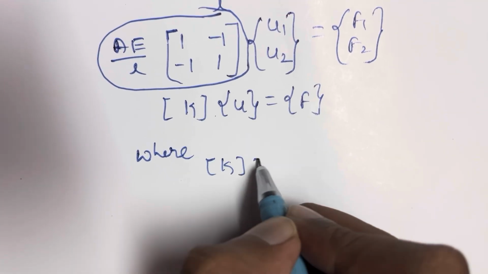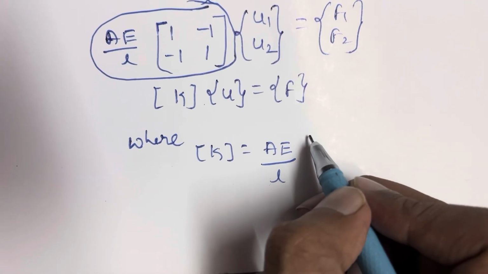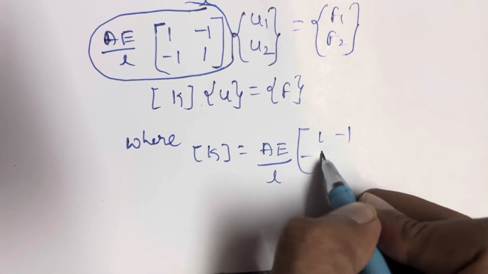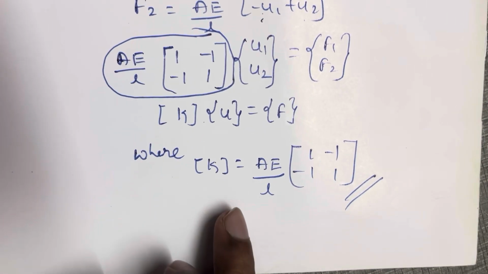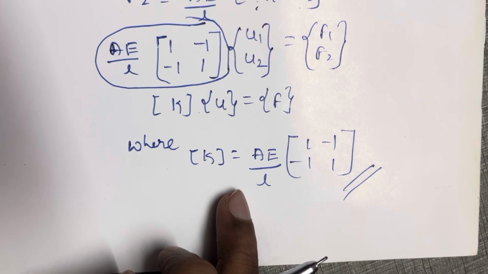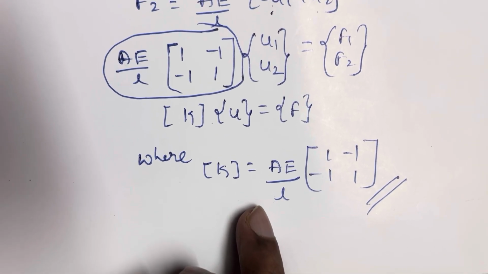So where K is equal to AE by L times the matrix [1 -1; -1 1]. This is the elemental stiffness matrix for the 1D bar element. Okay, thank you.